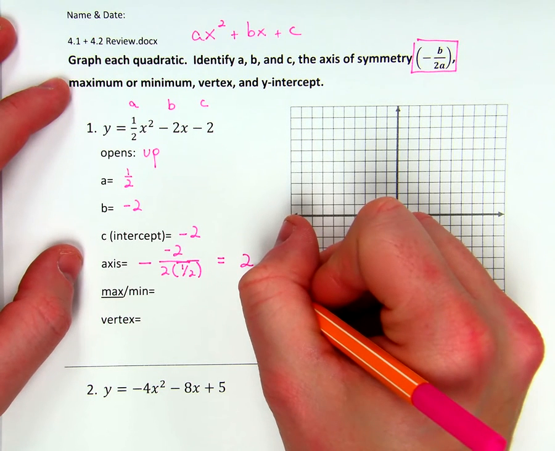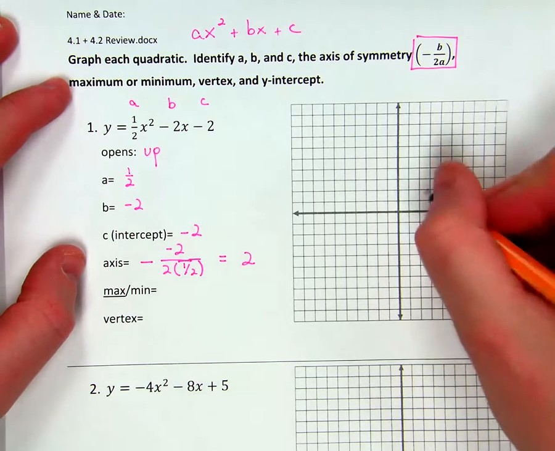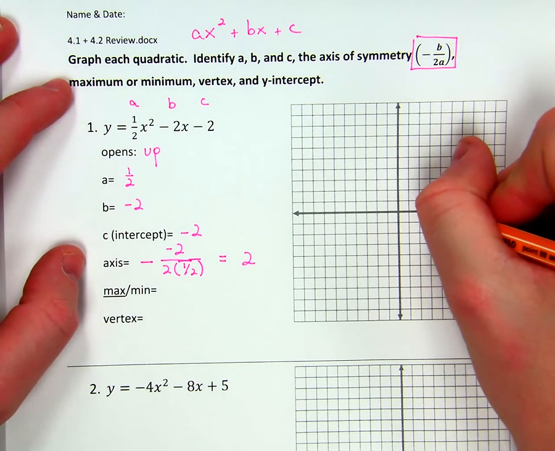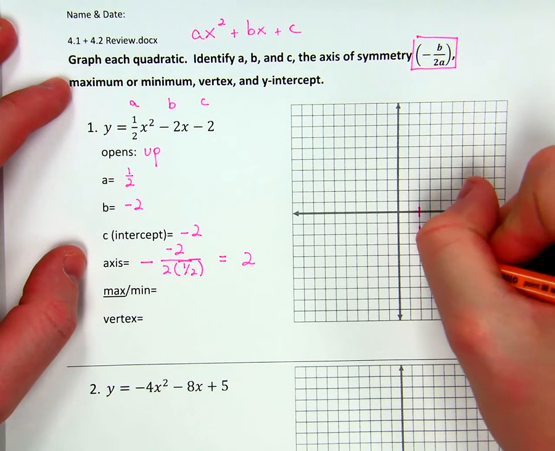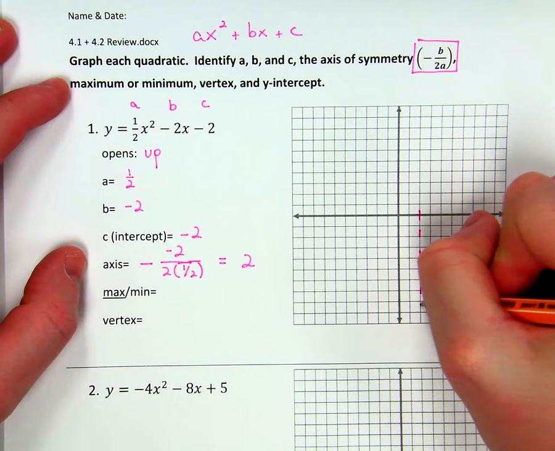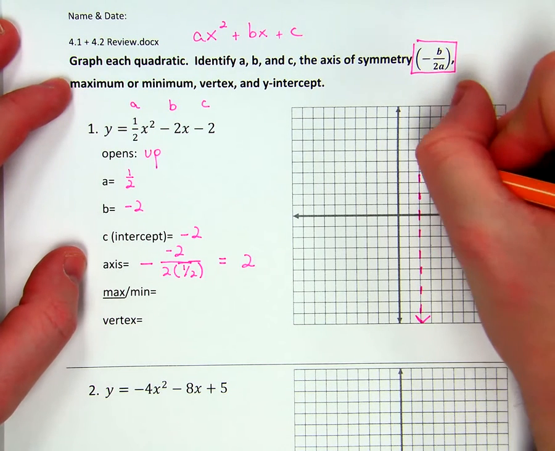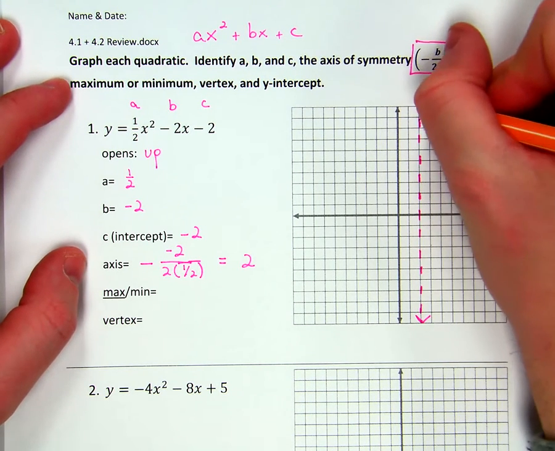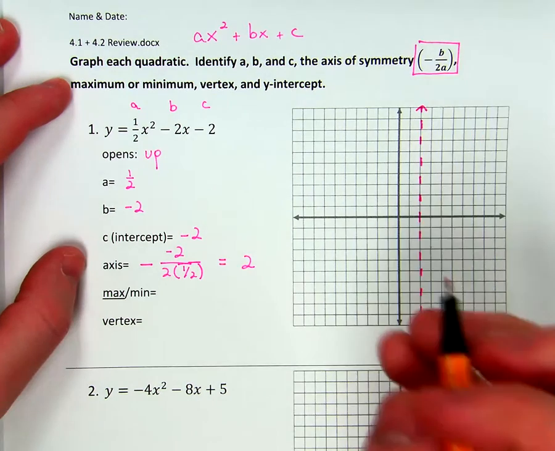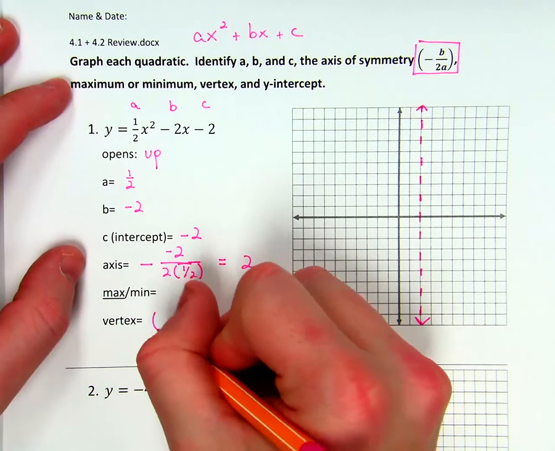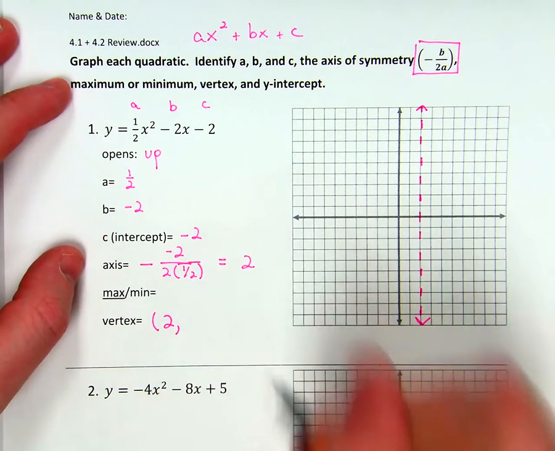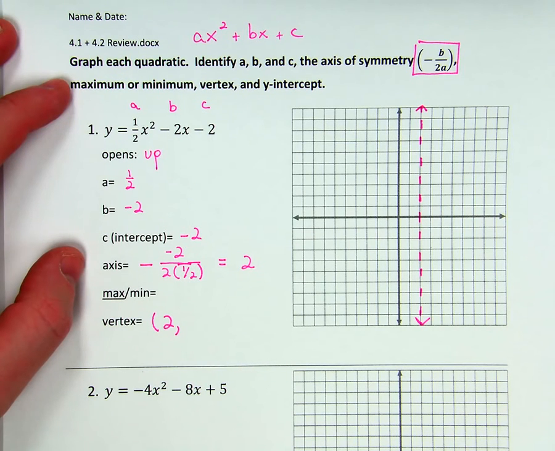Remember, the axis is an x value. So the axis of symmetry is a vertical line that passes through the point x equals 2. So you can go ahead and draw that once you find it. And remember that the axis of symmetry, x equals 2, is also the x value of the vertex. So we already know half of the vertex. We need to find the y value of the vertex as well.